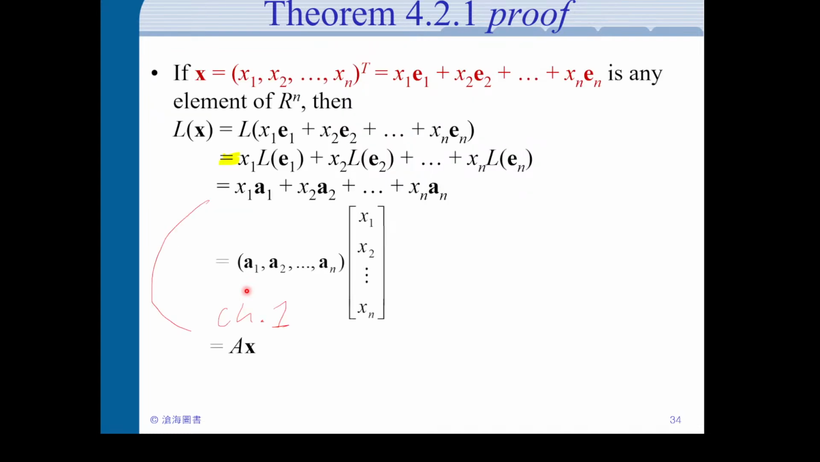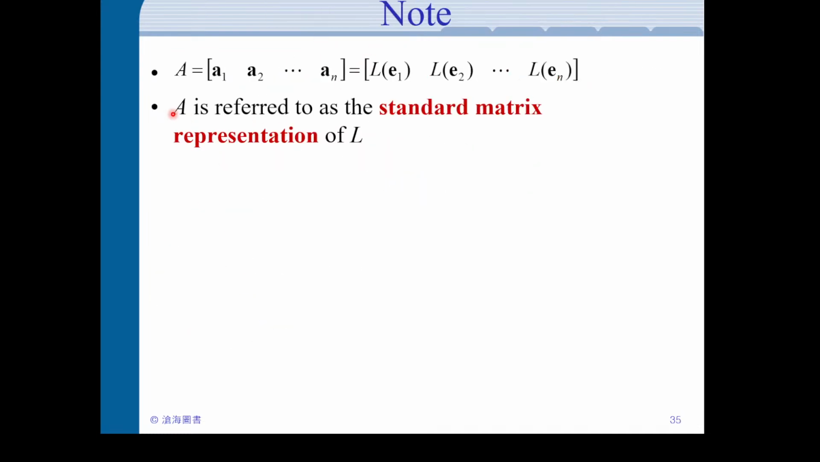Once again, this is a conclusion of our linear transformation. Our A is this collection of mappings of the standard basis elements. A1 is the mapping of e1, A2 is the mapping of e2, etc. Our first column is the mapping of e1, and the second column is the mapping of e2, etc. And we have an extra name for this A. A is called the standard matrix representation of L.